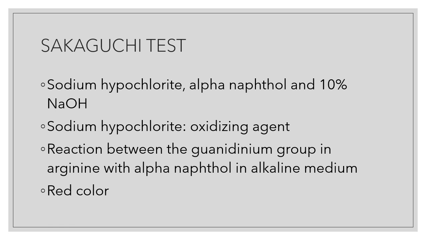The sodium hypochlorite, a component of the Sakaguchi test, is the oxidizing agent, while the alpha naphthol is the condensing agent. The reaction between the guanidinium group present in arginine and alpha naphthol in alkaline solution will give a red color. So proteins that contain arginine, guanidine, and others that contain the guanidinium group will give a positive test for Sakaguchi, and the positive test is a red color.